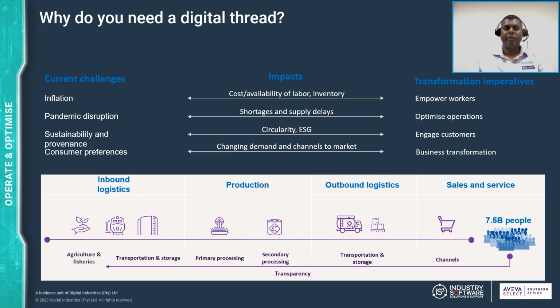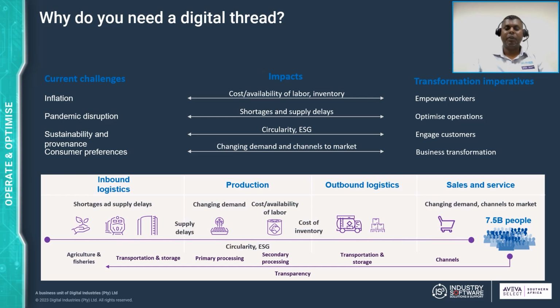Why do you need a digital thread? Some of the current challenges experienced in the industry are inflation, pandemic disruption, sustainability and provenance, consumer preferences. Some of the impacts of these challenges are cost availability of labor and inventory, shortages and supply delays, circularity, ESG, changing demand and channels to market. Some of the transformation imperatives that need to be implemented are to empower workers, optimize operations, engage customers, and business transformation.